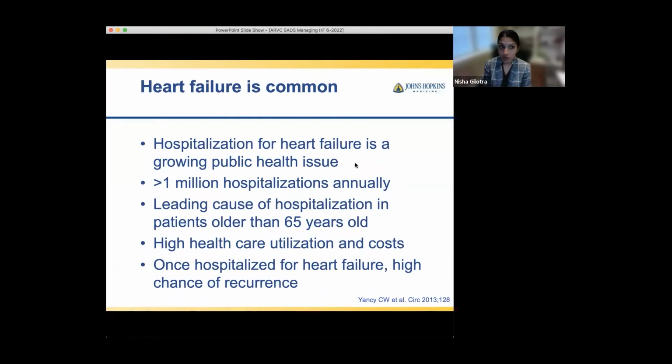If you just take the general population, it's actually the number one reason for adults to be hospitalized. There are more than 1 million hospitalizations annually for heart failure. And there's a high healthcare utilization and cost associated with heart failure. So there's a lot of resource that goes towards heart failure patients and investment there. And once someone with heart failure is hospitalized, there's a high chance that that will be a recurrent problem.